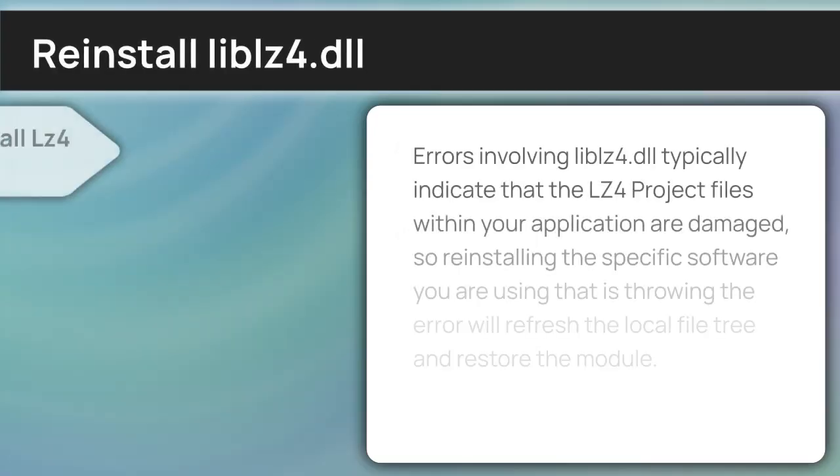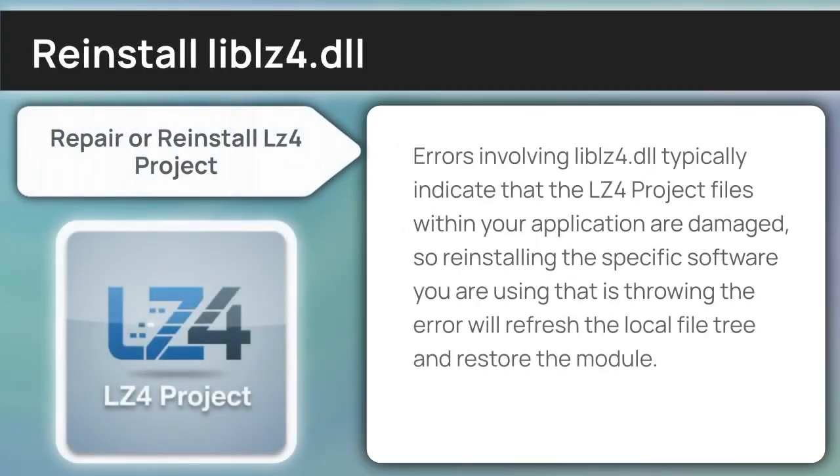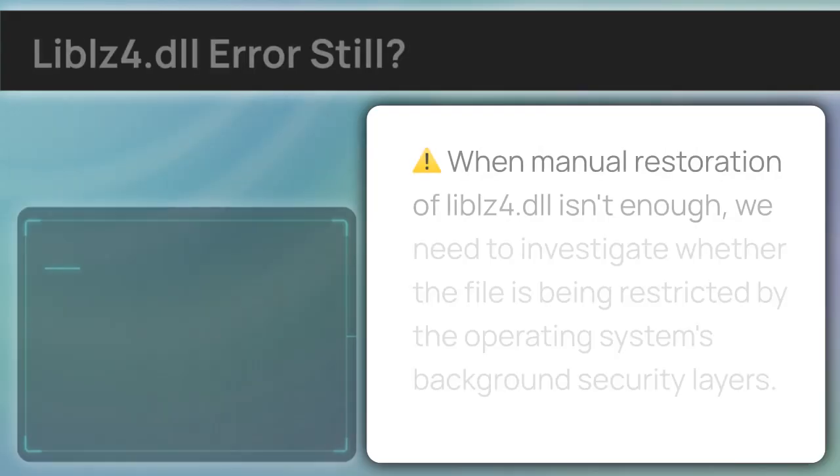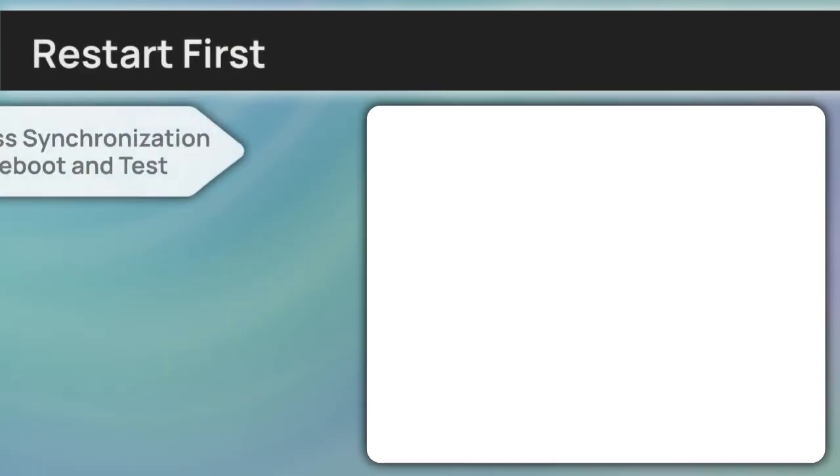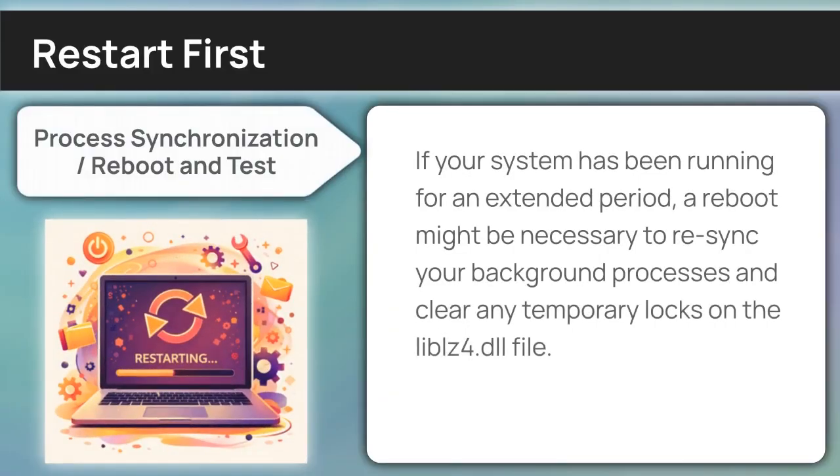Errors involving liblz4 compression module DLL typically indicate that the LZ4 project files within your application are damaged, so reinstalling the specific software you are using that is throwing the error will refresh the local file tree and restore the module. In the event the error remains visible, it indicates we need to verify the environment's ability to register new shared resources. A simple restart can resolve file-in-use errors that mimic a missing liblz4 compression module message. It's a low-effort step that ensures your operating system starts with a clean execution stack.